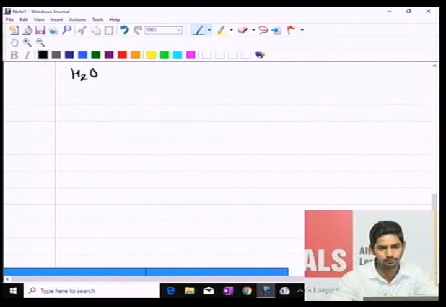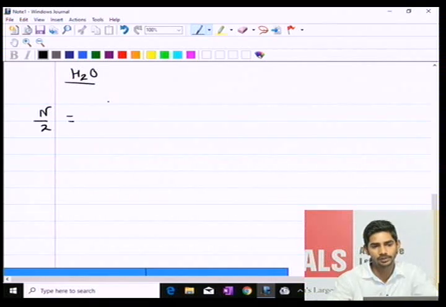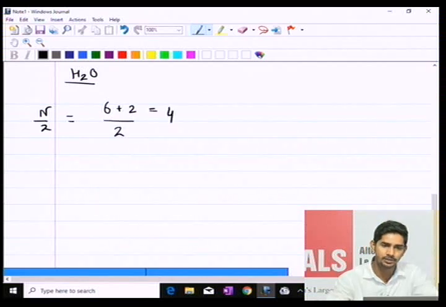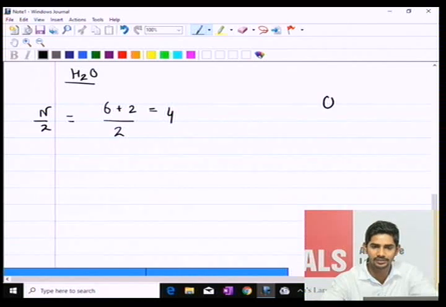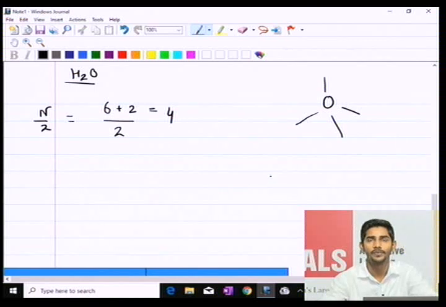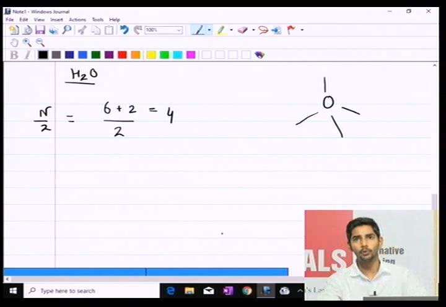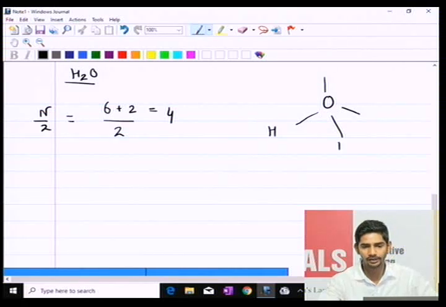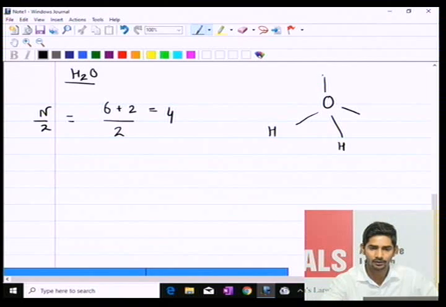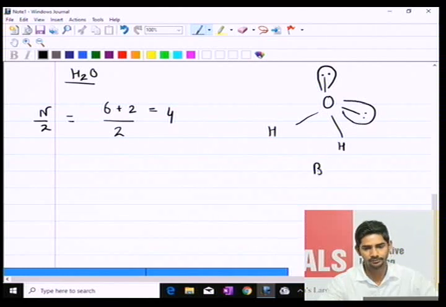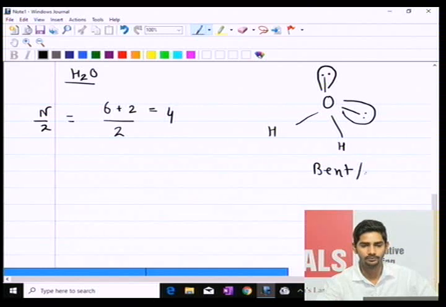Let's talk about H2O. Again, we have to calculate n by 2. Here the central atom is oxygen, whose number of valence electrons is 6, plus 2, upon 2, which is again 4. So oxygen will be at the center. Make your arrangement when n by 2 is 4. This is your arrangement, but the problem is I can put only 2 atoms over there. So here I have put those 2 atoms. Now the remaining 2 will become the lone pairs. And the name of this shape is bent, or we can say angular.